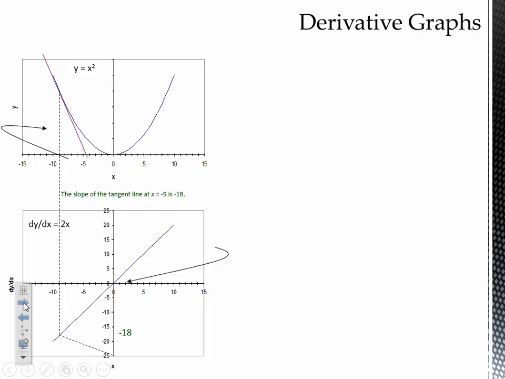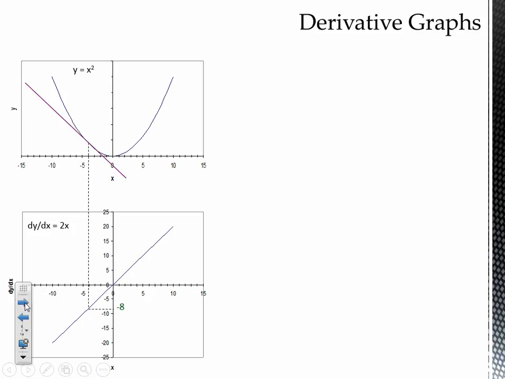Here, our tangent line has a slope of negative 18. So at x equals negative 9, our slope is negative 18, so negative 9, negative 18 is a point on the derivative graph. Let's talk about another one. Here, at x equals negative 4, our slope is negative 8. So here's the point, negative 4, negative 8.